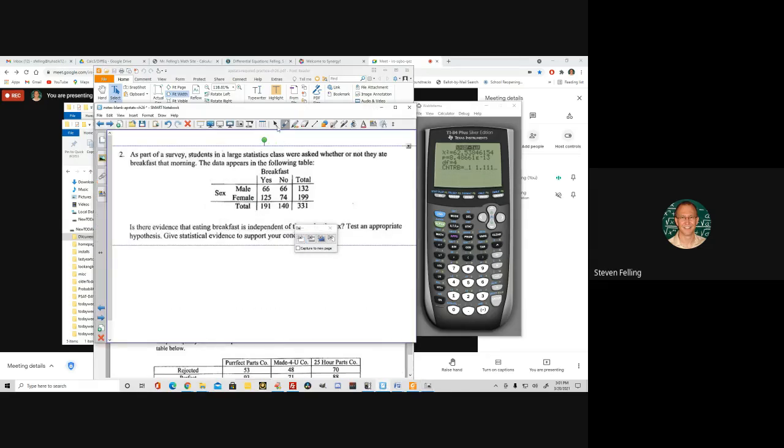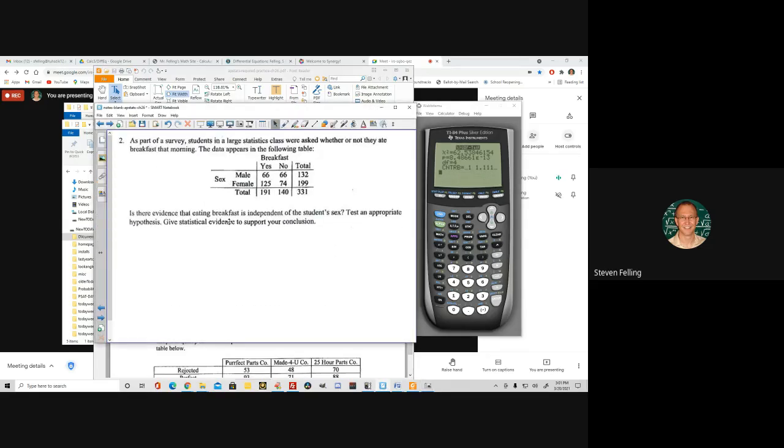So this problem says, as part of a survey, students in a large statistics class were asked whether or not they ate breakfast this morning. The data appears in the following table. And it looks to me like it says students in a large statistics class. That is a single sample. Since that's a single sample, that means we're keeping track of two variables, gender or sex and breakfast, in a single sample. That makes this a chi-squared test of independence.